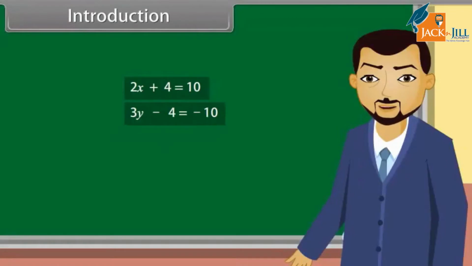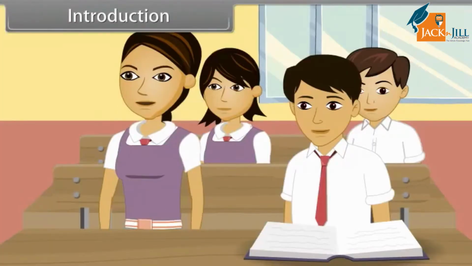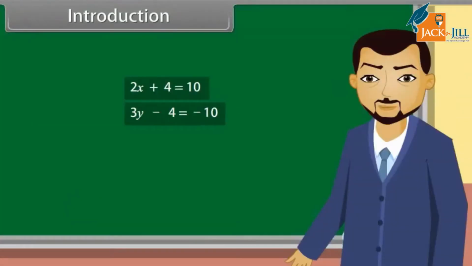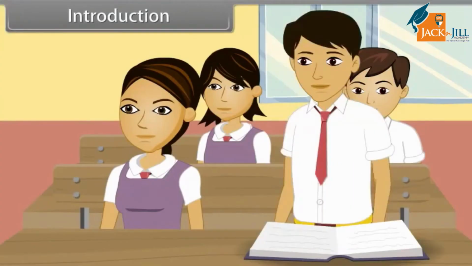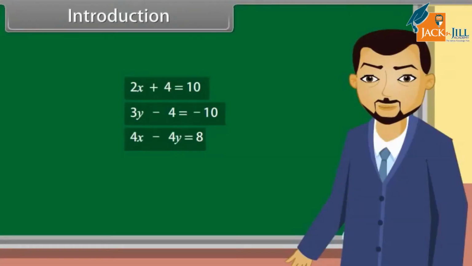Students, look at these equations. What type of equations are these? These are linear equations. Good. And what type of equation is this? This is also a linear equation. You're right. This is also a linear equation, but it has two variables. So it's a linear equation in two variables. Today we will learn about the pair of linear equations in two variables.